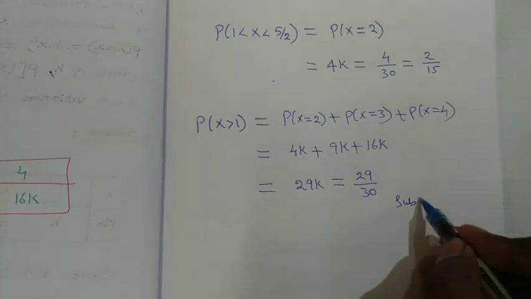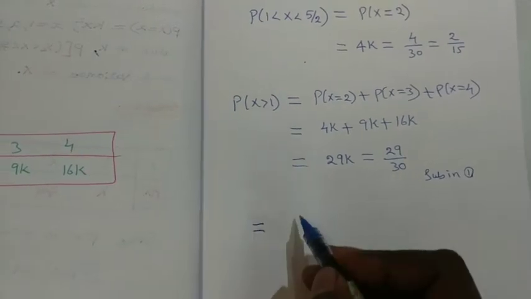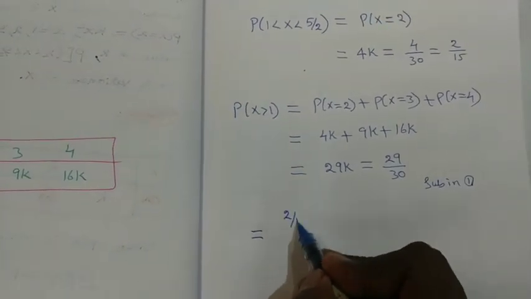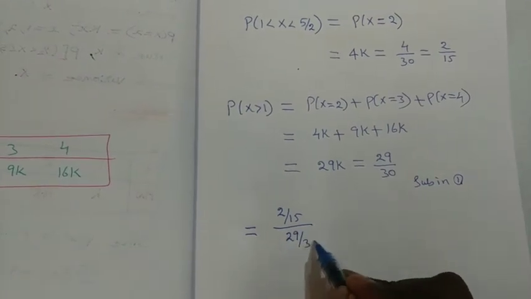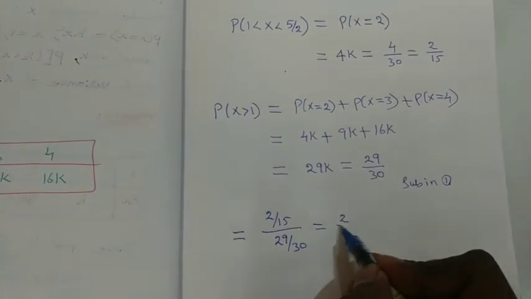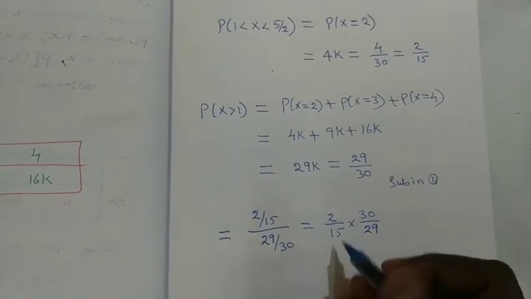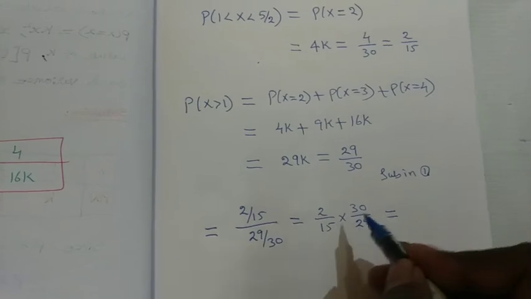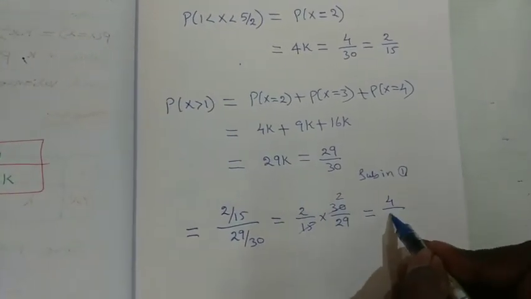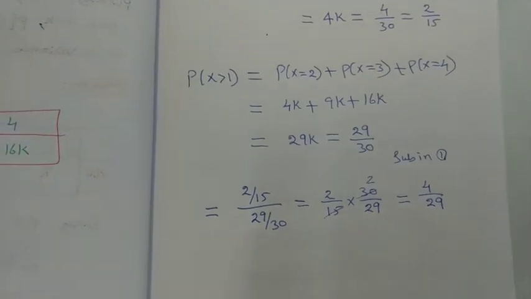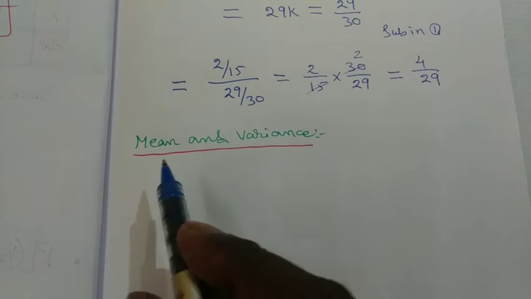So we found the numerator and denominator values. Substituting in equation 1, our required value is equal to numerator value 2 by 15, denominator value 29 by 30. So 2 by 15 into 30 by 29. So cancel this; we are getting 2. So 2 2s are 4. So 4 by 29 is our required value. Next I am going to find the mean and variance.